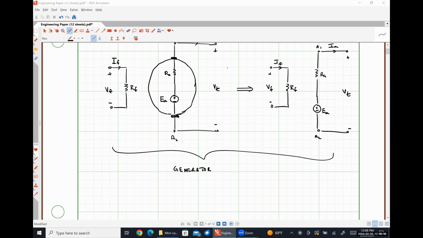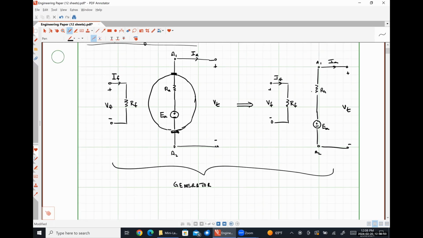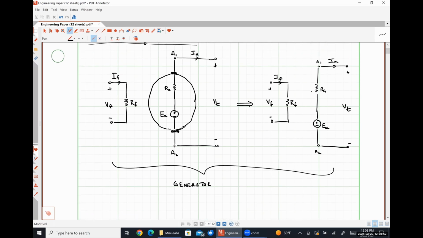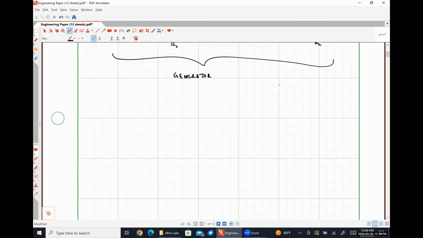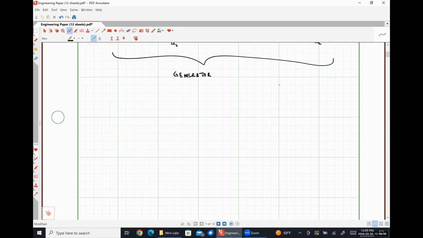All right, so here's what our generator looks like. For a motor, it's effectively going to be the exact same circuit, except the only difference is that the direction of our armature current is going to be opposite, right? So I'll just sketch this up very quickly because that's the only change.